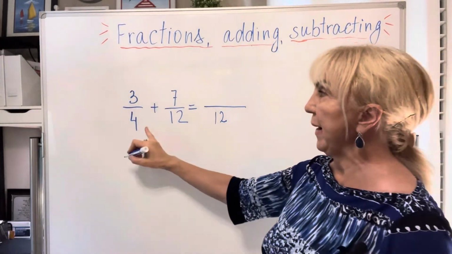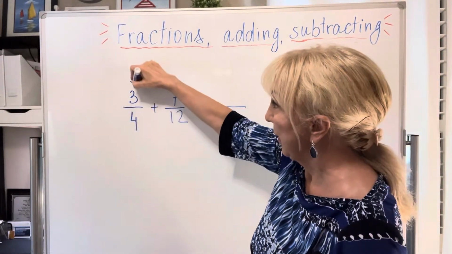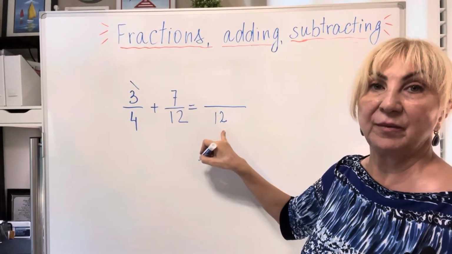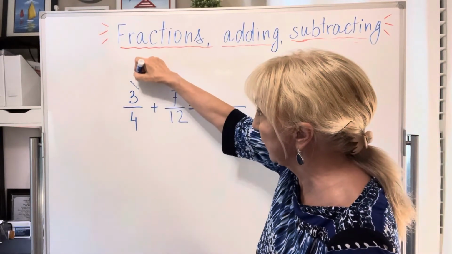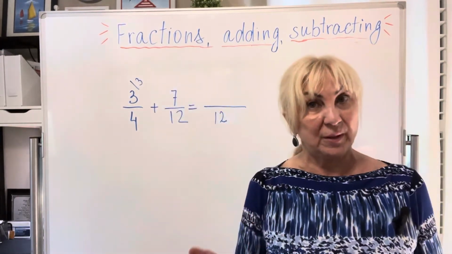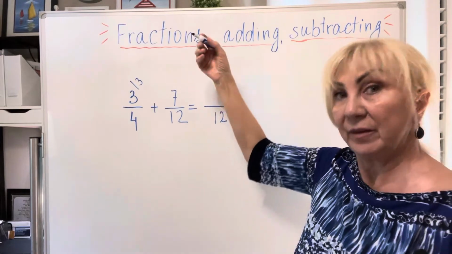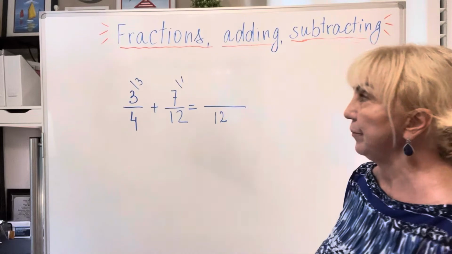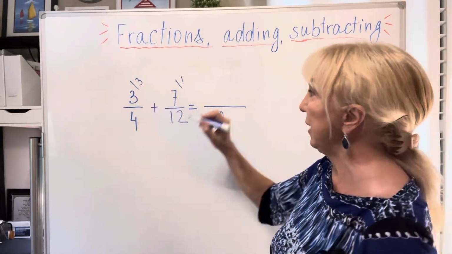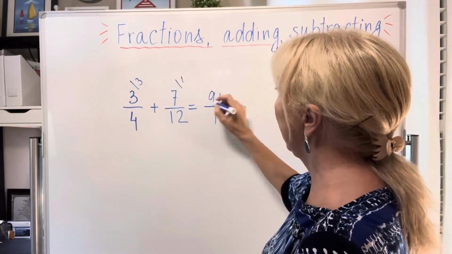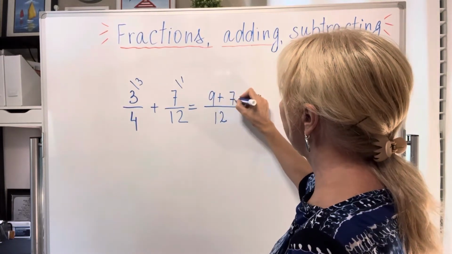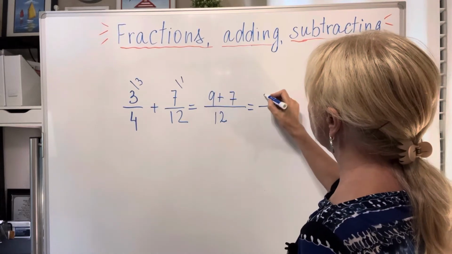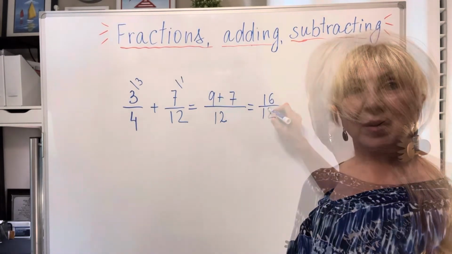Now go back to the first fraction. The denominator, we multiply by 3 to get 12. The numerator, we must multiply by the same number to keep an equivalent fraction. The second fraction we multiply by just 1. So 3 times 3 is 9, plus 7 times 1 is 7. 7 plus 9 is 16 over 12.